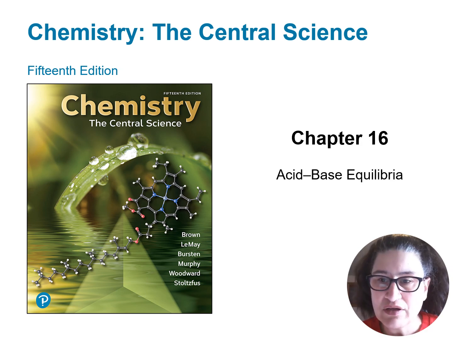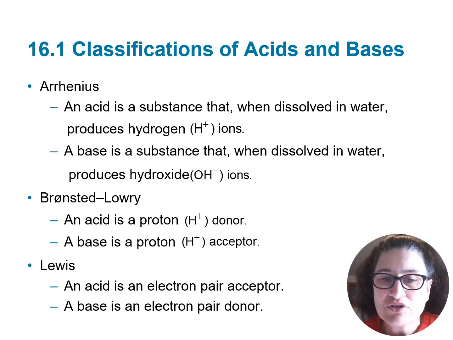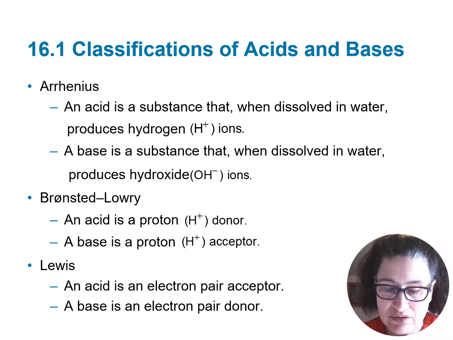Okay, this is going to be a video covering the first part of chapter 16 on acids and bases. So just to review some definitions, we talked about Arrhenius acid earlier. Arrhenius acids are substances that, when they dissolve in water, produce H plus or H3O plus, called the hydronium ion. And a base is a substance that, when dissolved in water, produces hydroxide ions, or OH minus ions. We also talked before about Bronsted-Lowry acids and bases.